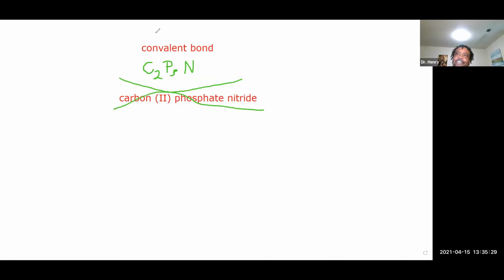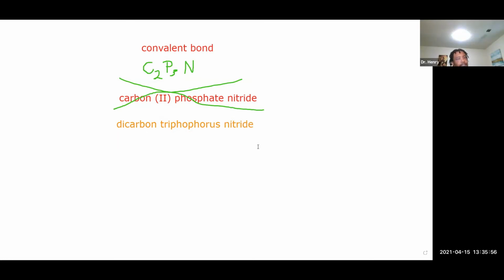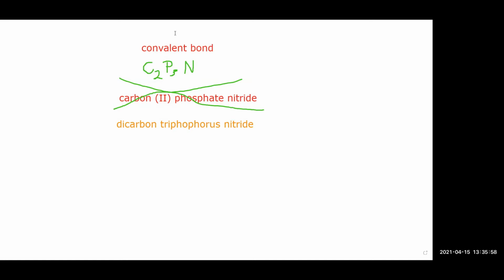That's right. Okay, so then this guy would be called, you said dicarbon, triphosphate, right? Triphosphorus. There we go. My bad. Dicarbon triphosphorus nitride. The Greeks, man, they messing up my stocks. Now they messing up my homework. Okay, simple. Piece of cake. Okay, what about this one?